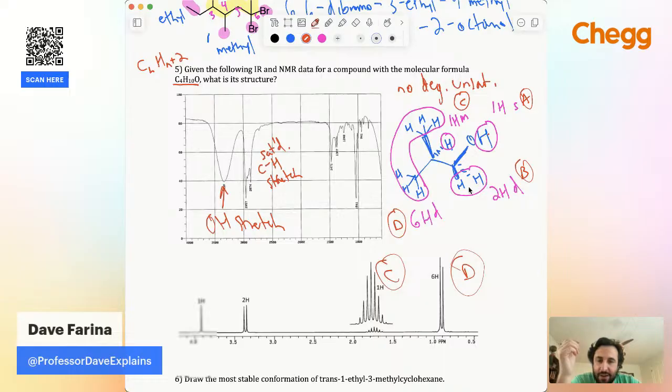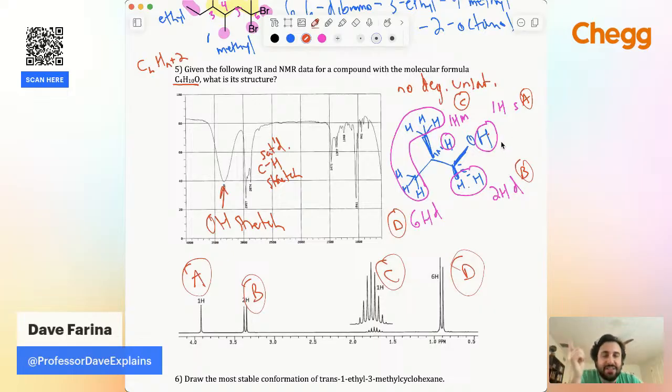Then we have the doublet integrated to 2. That is quite a bit more downfield because now we're immediately adjacent to the oxygen atom. So that is going to be B. And then we have our singlet integrated to 1. That is our hydroxyl proton. So that is going to look like that.